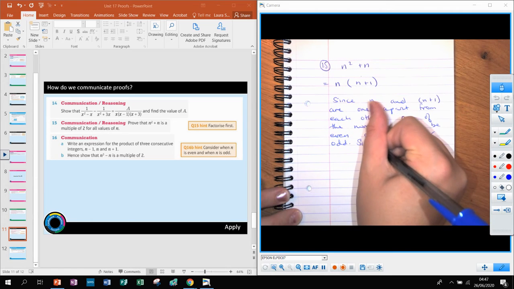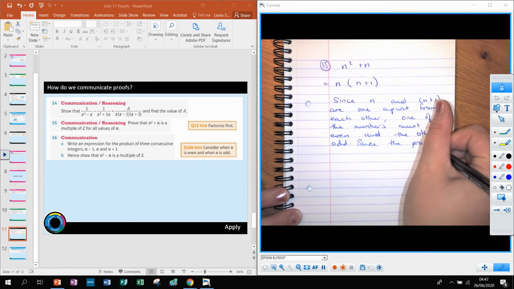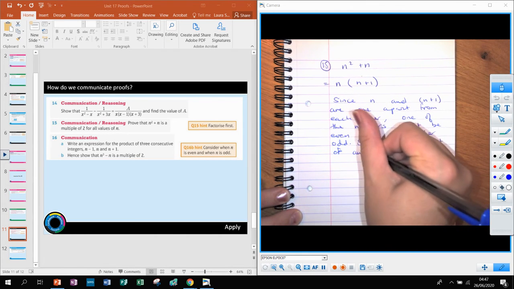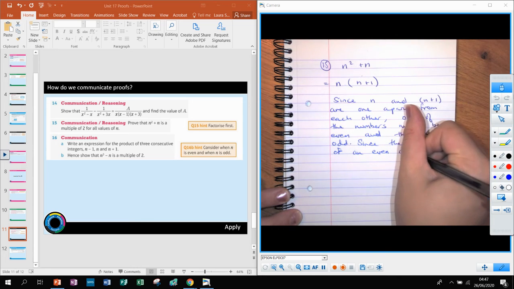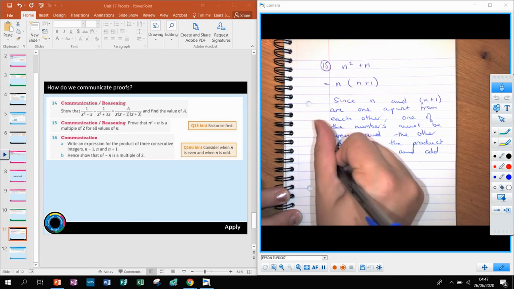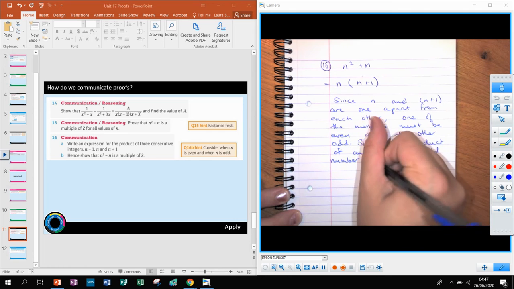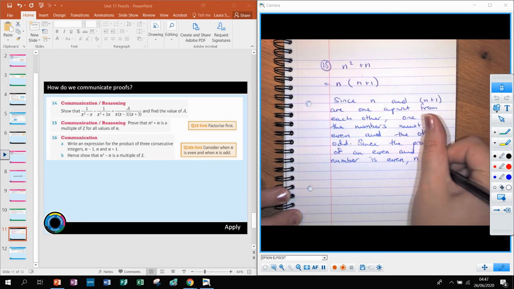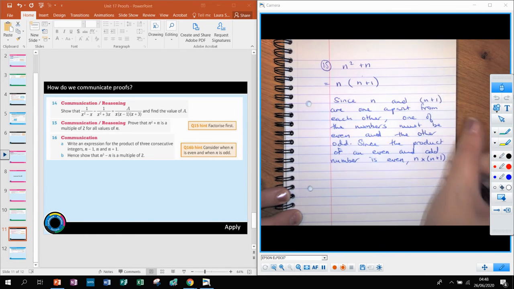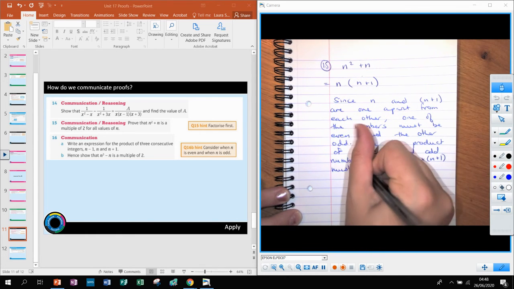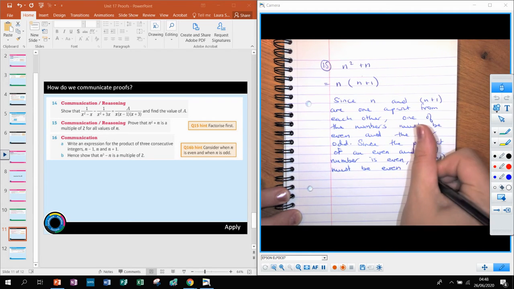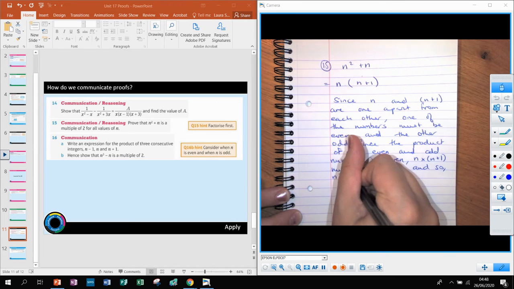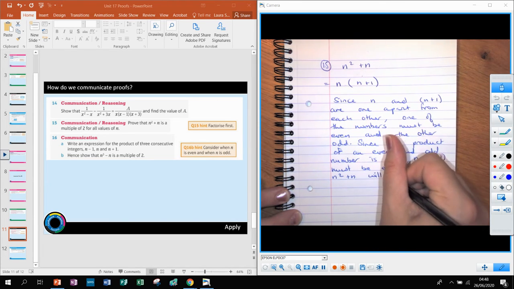So we can now add that since the product of an even and odd number is even, n times n plus 1 must be even. And so n squared plus n will always be even.